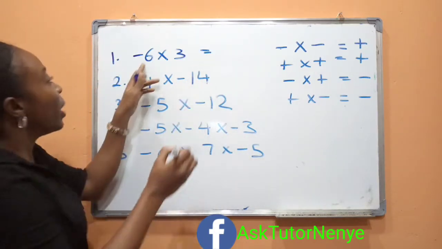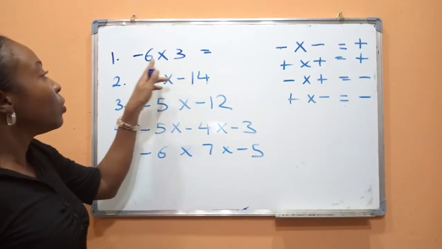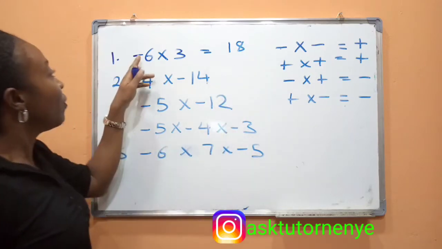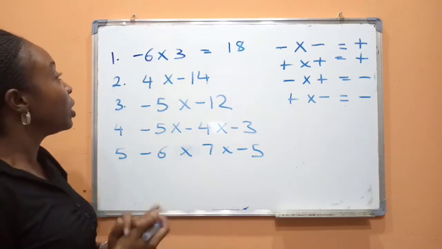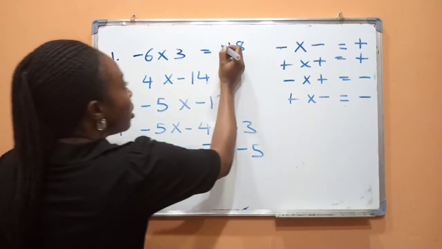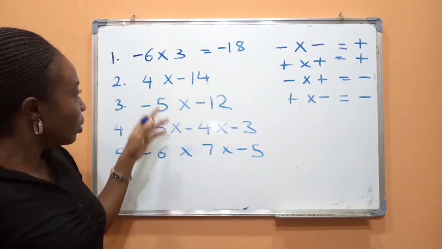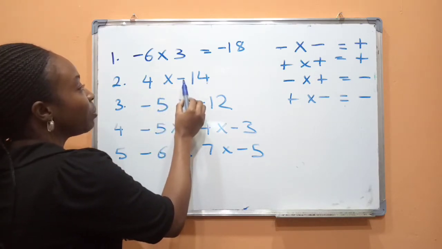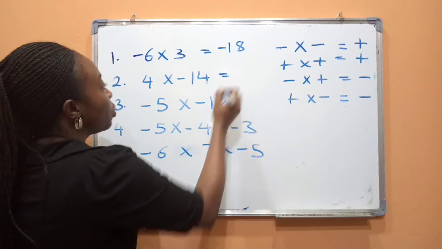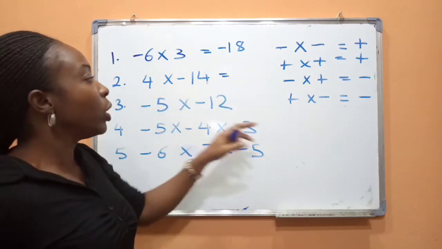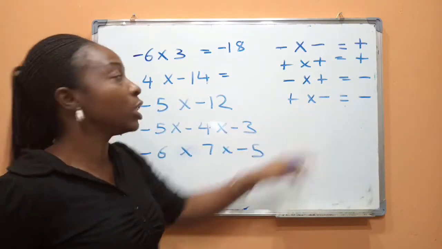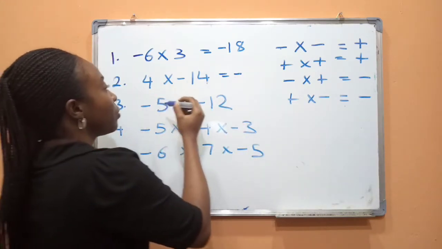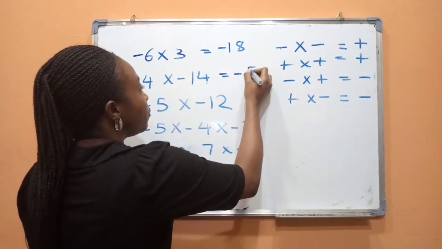So we have minus 6 times 3. So 6 times 3 is 18, right? So since we have minus here and we have plus here, we simply say minus times plus gives us minus. Let's look at the second one. We have plus 4 times minus 14. So when you say plus times minus, I've told you when you're multiplying different symbols, you always have a negative result. So you have minus 14 times 4 gives us 56.